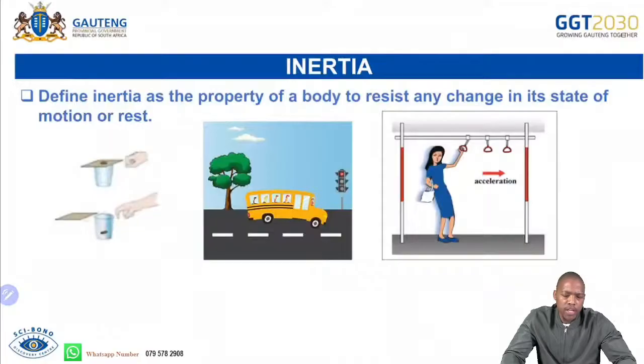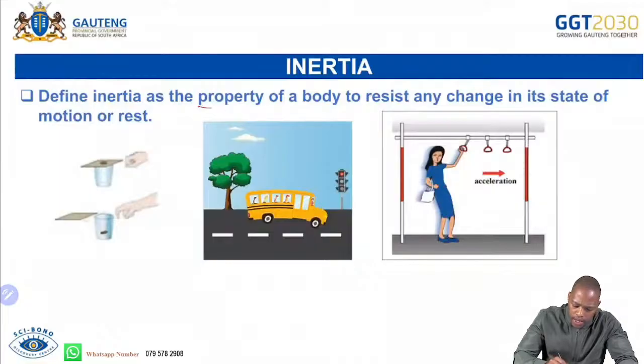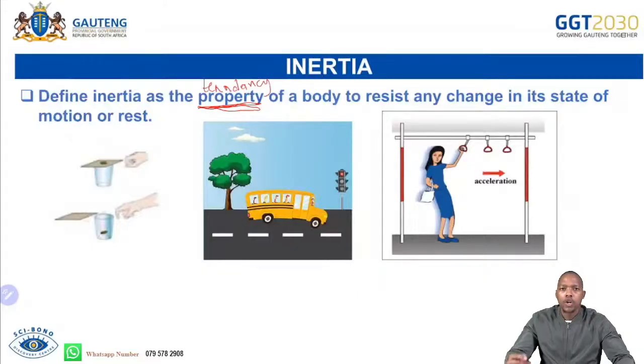But I find with inertia is that it's really something that is not difficult. It's general. All we are saying is that objects have a certain property or a tendency. They have a tendency to resist change in their state. So what does this mean?